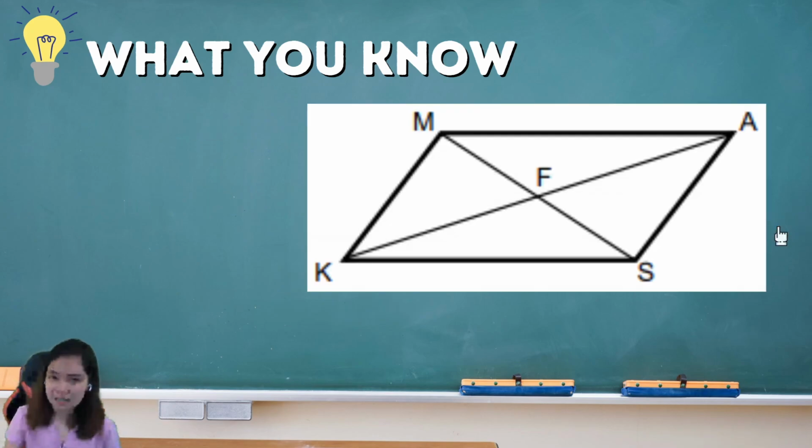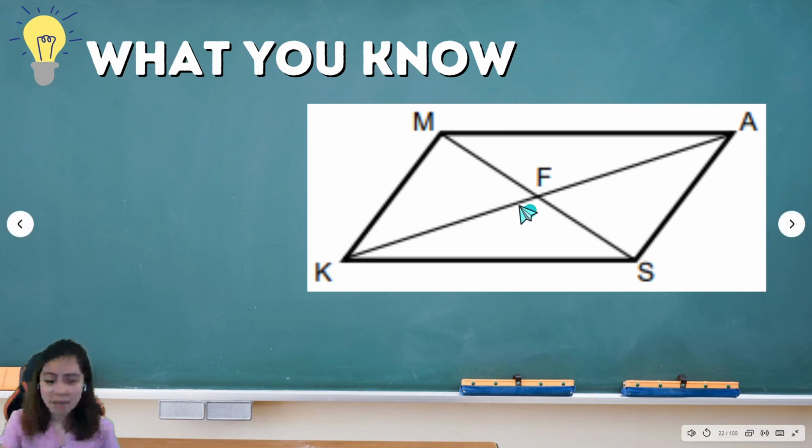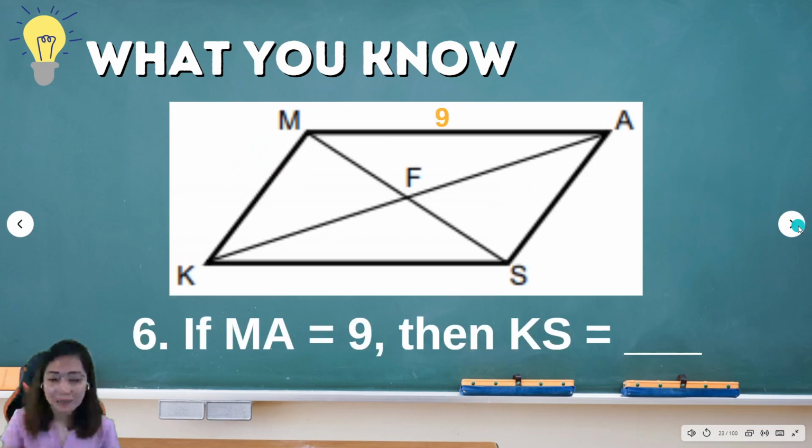Part 2 of this activity. We have here parallelogram MASK with diagonals KA and MS with a point of intersection at point F. Number 6. If side MA equals 9, then side KS equals blank. Correct. The answer is 9.